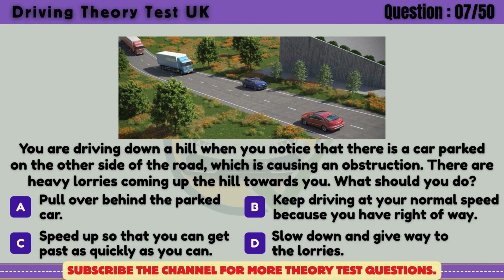Question 7. You are driving down a hill when you notice that there is a car parked on the other side of the road, which is causing an obstruction. There are heavy lorries coming up the hill towards you. What should you do? Option A. Pull over behind the parked car. B. Keep driving at your normal speed because you have right of way. C. Speed up so that you can get past as quickly as you can. D. Slow down and give way to the lorries.